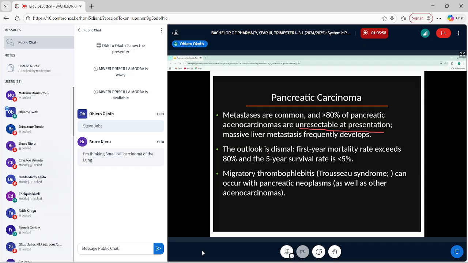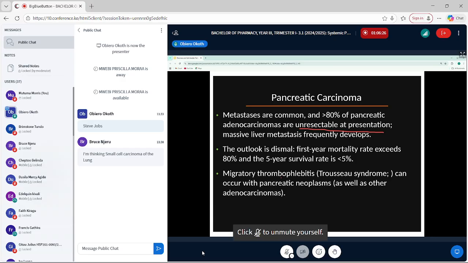The outlook, we have said, is normally dismal. 5-year mortality rate exceeds 85%. 5-year survival rate is less than 5%. Sometimes they can get complicated with migratory thrombophlebitis. This is basically inflammation of the vessels, basically the veins, with a superimposed thrombus formation.